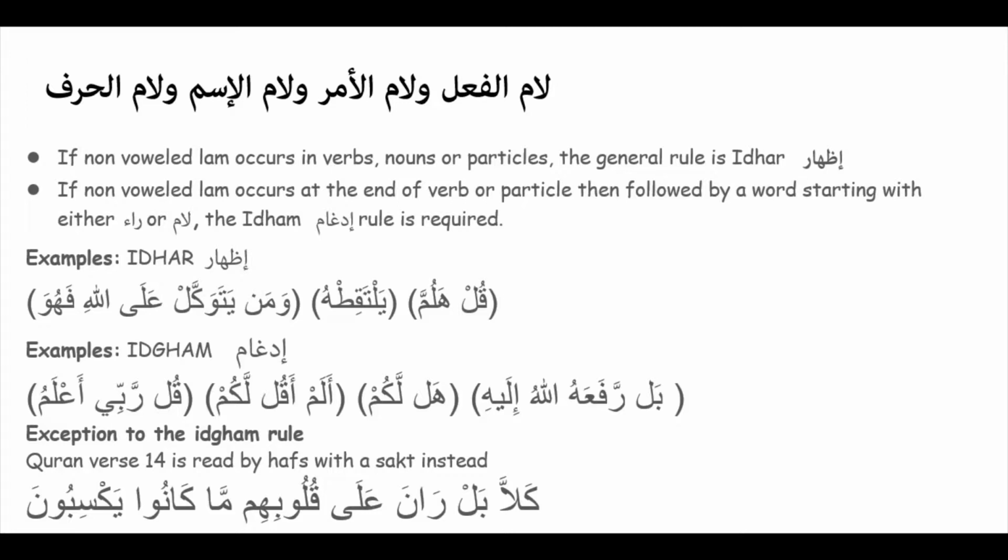The second possible rule for these lams is idgham, and an example is بَلْ رَفَعَهُ اللَّهُ إِلَيْهِ. It is said that when lam occurs at the end of either a verb or particle, and it is followed by either lam or ra, then the applicable rule is idgham. So bal is an Arabic particle, the lam occurs at the end of the particle, and the next letter is ra. Then we have to merge it together, and it becomes idgham.